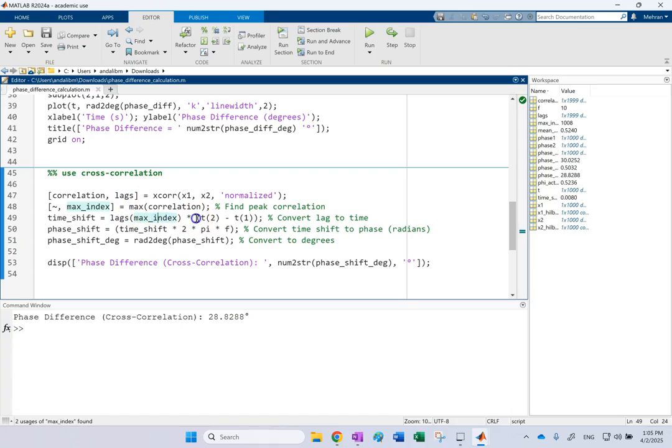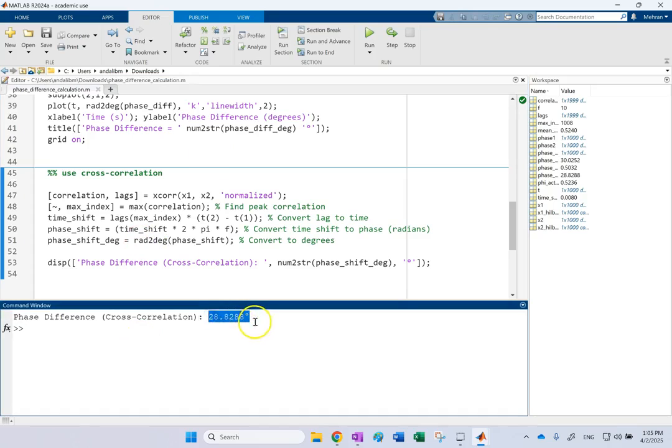So I need to multiply it by the time difference between the first and the second time point, basically multiplied by dt, to convert those indices into a real lag time, and then multiplied by 2 pi f to convert it into the shift. And then I can show that to you by converting it to degrees. And you see when I ran it, it calculated the value for me as 28.8 degrees.